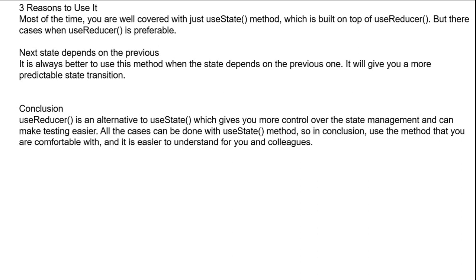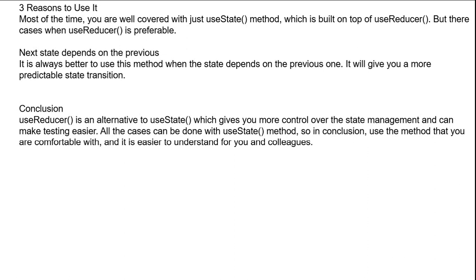Okay, I will give an example, guys, and then you can understand very clearly what happened. Most of the time you are well covered with the useState method, which is built on top of useReducer, but there are cases when useReducer is preferable. When the next state depends on the previous one, it is always better to use this method. It will give you more predictable state transitions. The conclusion: useReducer is the alternative to useState, which gives you more control over state management and can make testing easier.